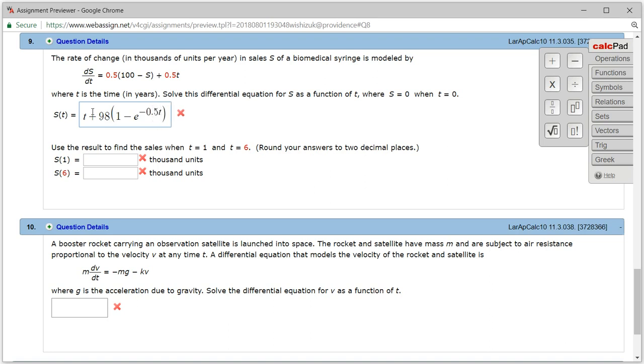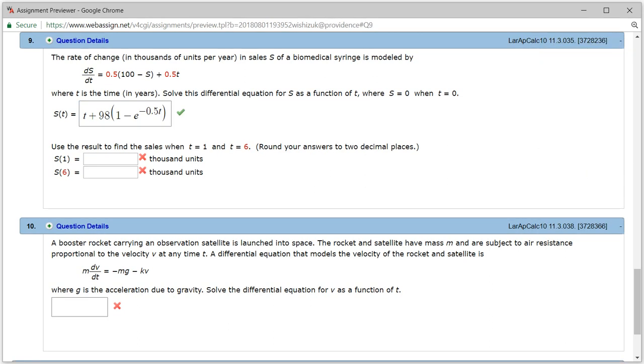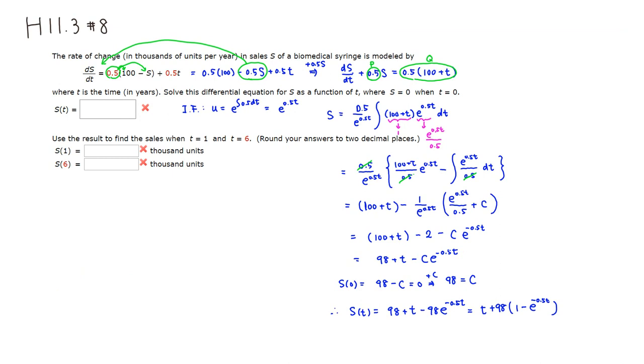Let's check the answer. I came back and it looks like we got this one correctly. Now we just need to find s of 1 and s of 6. s of 1 is simply plugging 1 for t, so it's going to be 1 plus 98 times 1 minus e to the negative 0.5. Let's find this value to 2 decimal places.